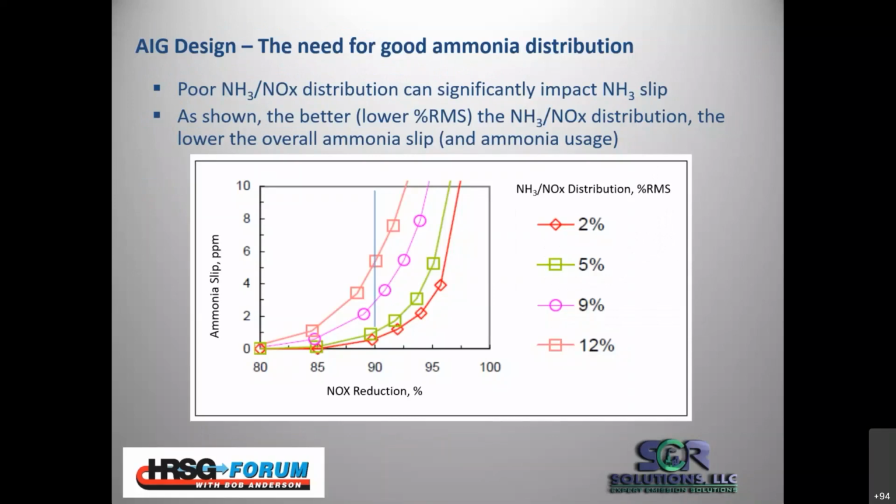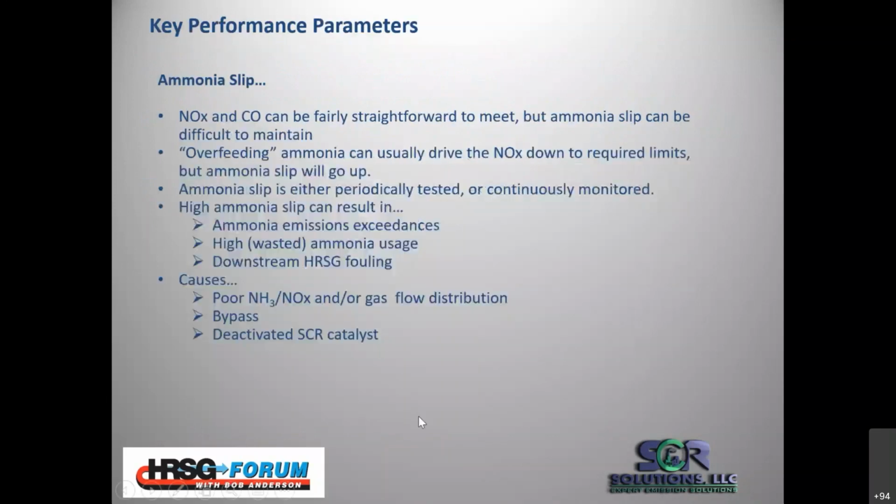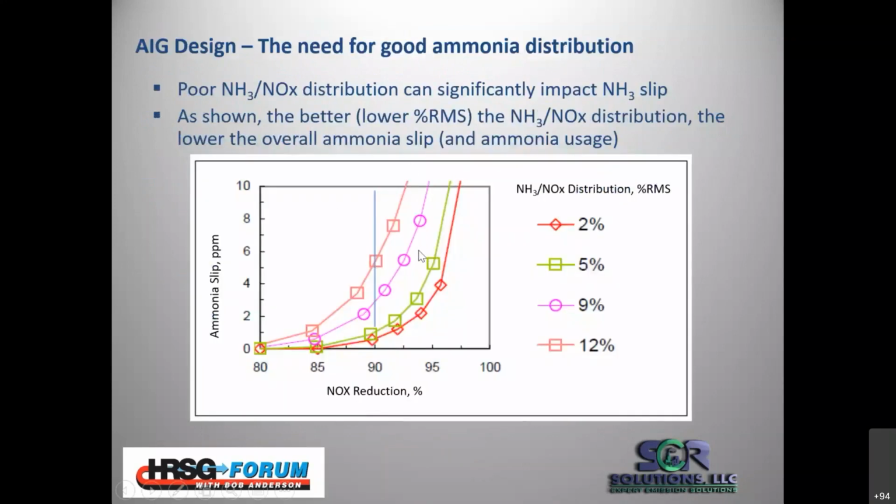So why do we need good ammonia distribution? Well, this graph kind of shows the general idea. So for the different levels of ammonia and NOx distribution, we start at a very even one. I'll back up a little bit, percent RMS is root mean squared. So that's basically the standard deviation of the data set divided by the mean. So if you remember from statistics, if the standard deviation is low or 0, then that means every data point's the same. Well, in reality, we're never going to see that, but we can see some very even distributions in the field.